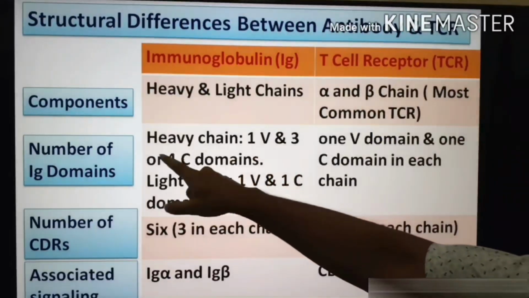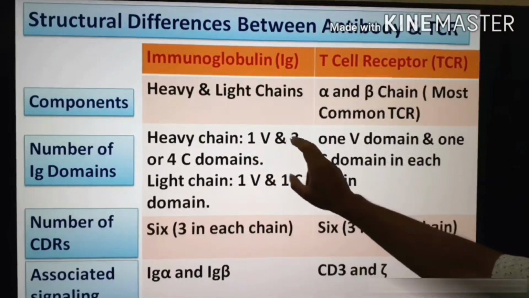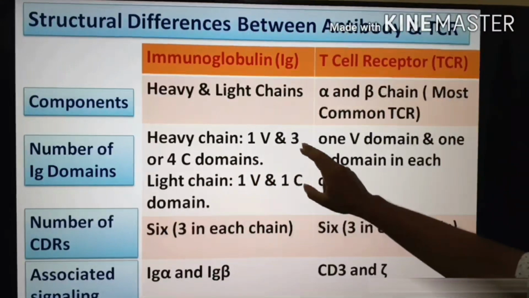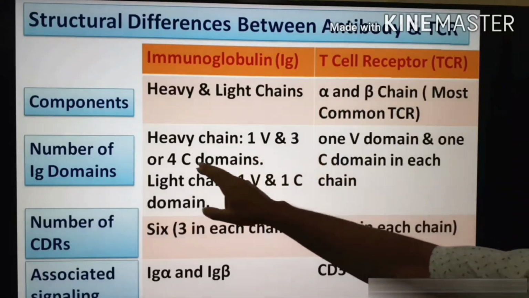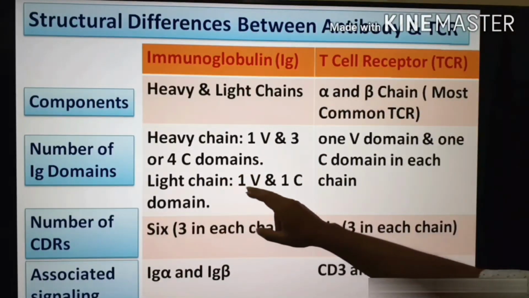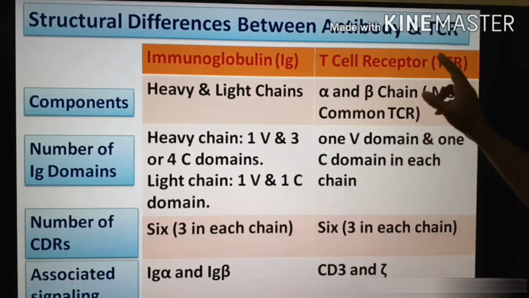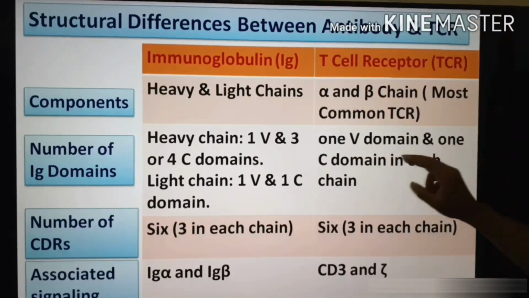The number of Ig domains, in this case the heavy chain, is 1 variable region and 3 or 4 domains of constant region: 3 for IgA, IgG, IgE, and 4 constant regions for IgM antibody. The light chain always contains 1 variable region and one constant region. The T cell receptor is only composed of one variable domain and one constant domain.